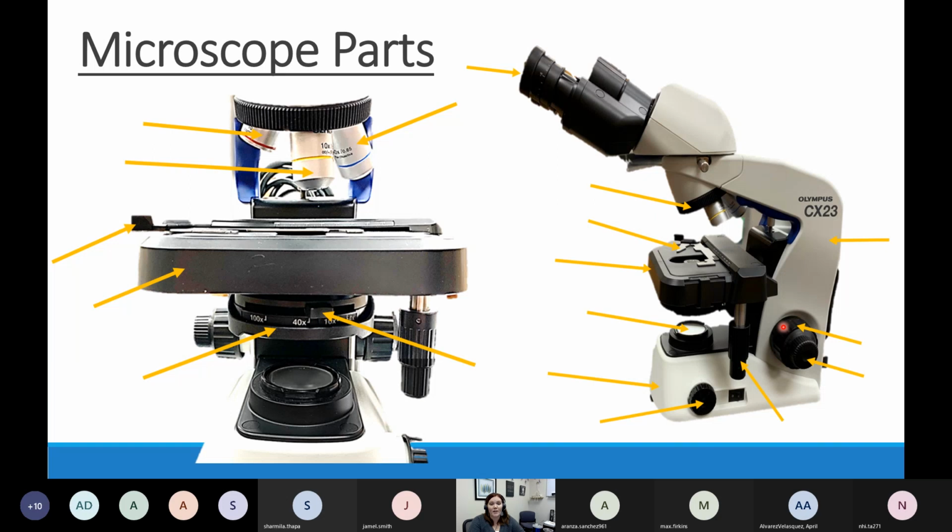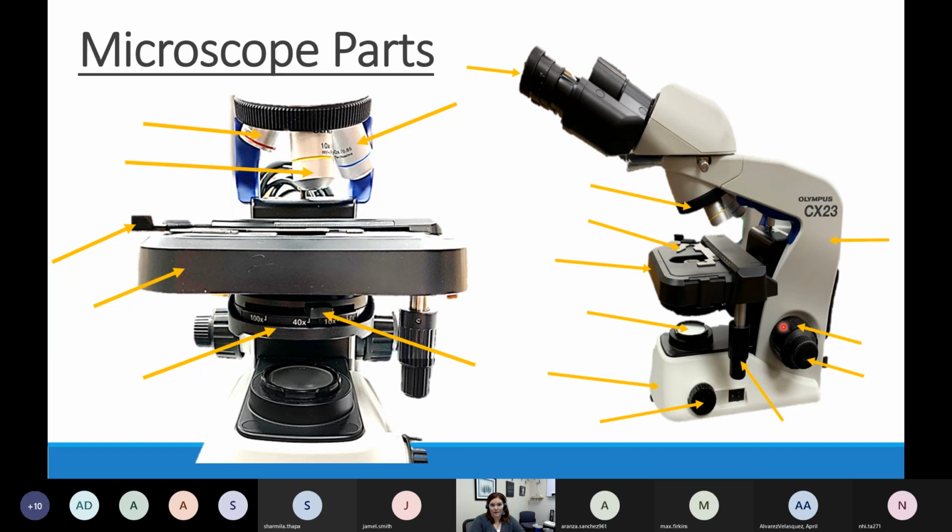You can only use the coarse adjustment knob when the scanning objective is in place. You can only use the coarse adjustment knob when the scanning objective is in place.